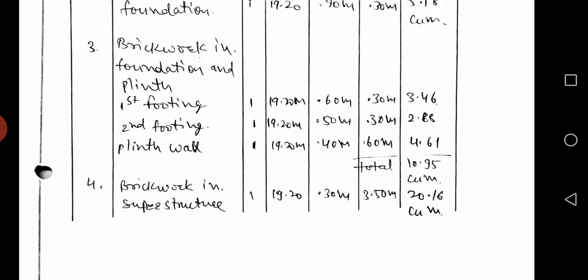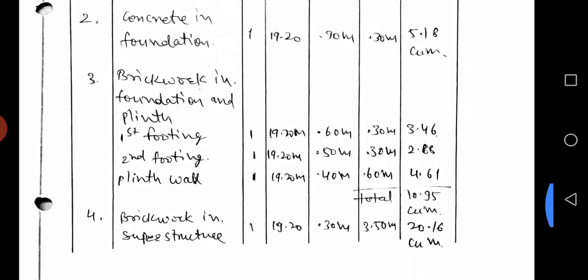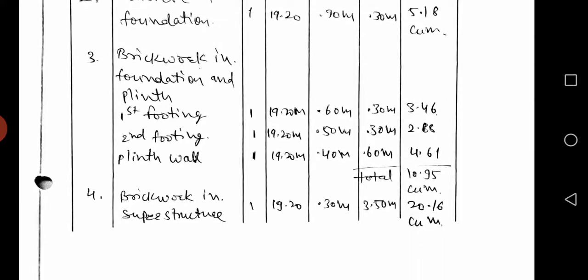Then the fourth one is brickwork in superstructure. Number is 1, then the length is 19.2 meter, then the width is 0.3 meter in the superstructure wall, as given in the cross section, and the superstructure wall height is 3.5 meter. So we multiply number, length, width and height, that is 20.16 cubic meter. So this is the estimate of the one room building. In this question it is only asked to prepare an estimate, so this is the answer of this question.